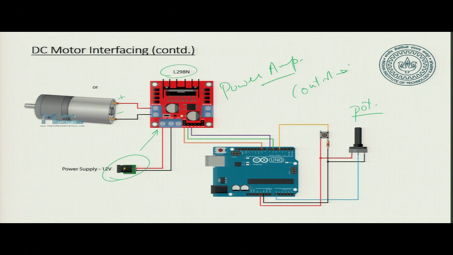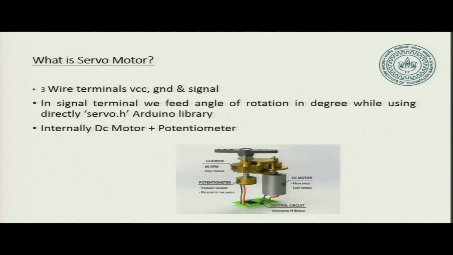So, if you are controlling, what are you controlling here? So, we are controlling the voltage to the motor by rotating this potentiometer. So, by rotating the potentiometer, we are able to control whatever voltage is going. So, if you are controlling the voltage to the motor, then you are controlling the speed of the motor. Okay. So, this is how you can control the speed of a motor.